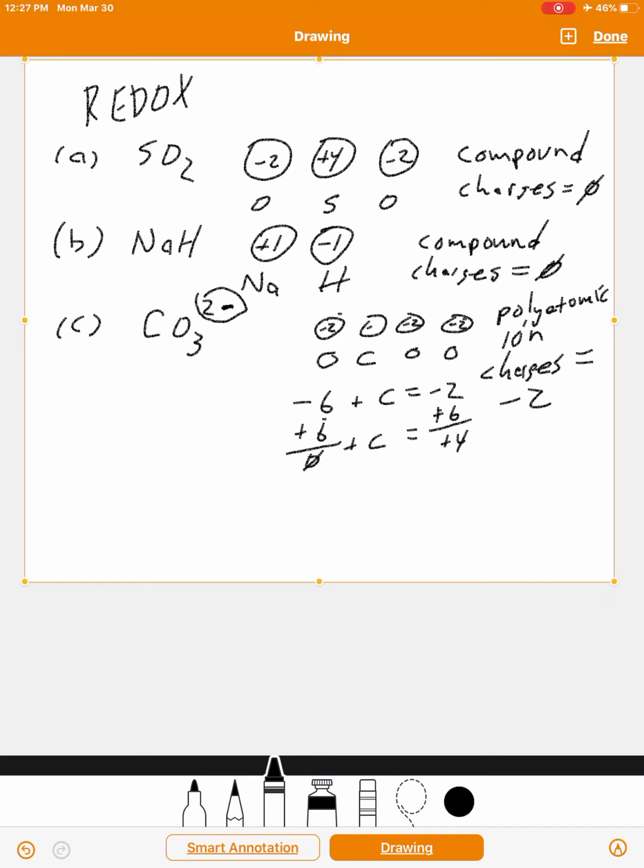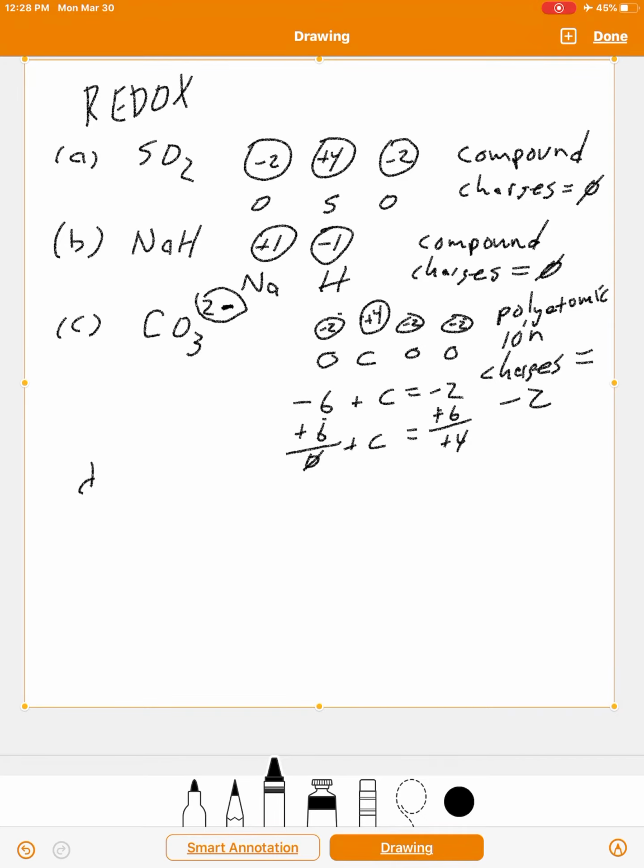So that means the carbon is, boy, that is really hard to draw +4 with a crayon in a circle that big. There we go. Is that better? +4. Check it. -2 plus 4 -2 -2, that adds up to -2, right? So there you go. We got it. So if someone said, what is the oxidation number of carbon in the carbonate ion? You would say +4. If they asked, what is the oxidation number of oxygen in the carbonate ion? You would say -2. Okay?